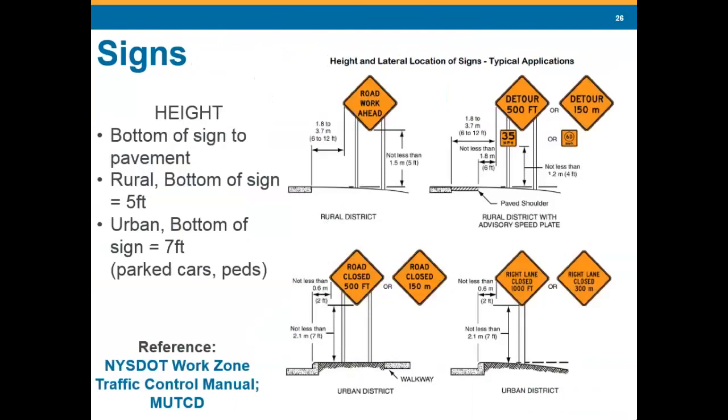Signs and height and lateral locations of the signs and the typical applications. From the bottom of the sign to the pavement, a little bit different with rural, how far it can be height-wise and offset between urban and rural. And again, this is coming out of the MUTCD.